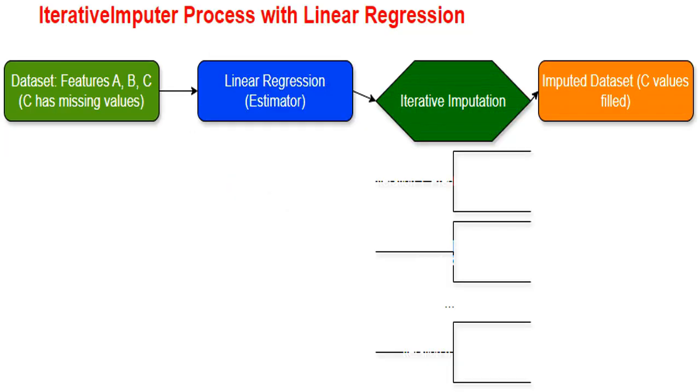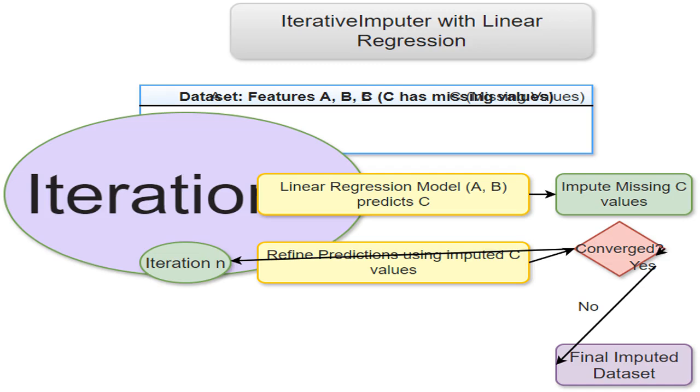I'm working with data having features A, B, and C. Critically, C has some missing values, which I need to fill in using my IterativeImputer. This is the initial dataset I start with before the imputation process begins. I start the imputation process. I use features A and B, which have no missing values, to build a linear regression model to predict the missing values in feature C. I'll use this model to make my first guess at filling in the gaps.